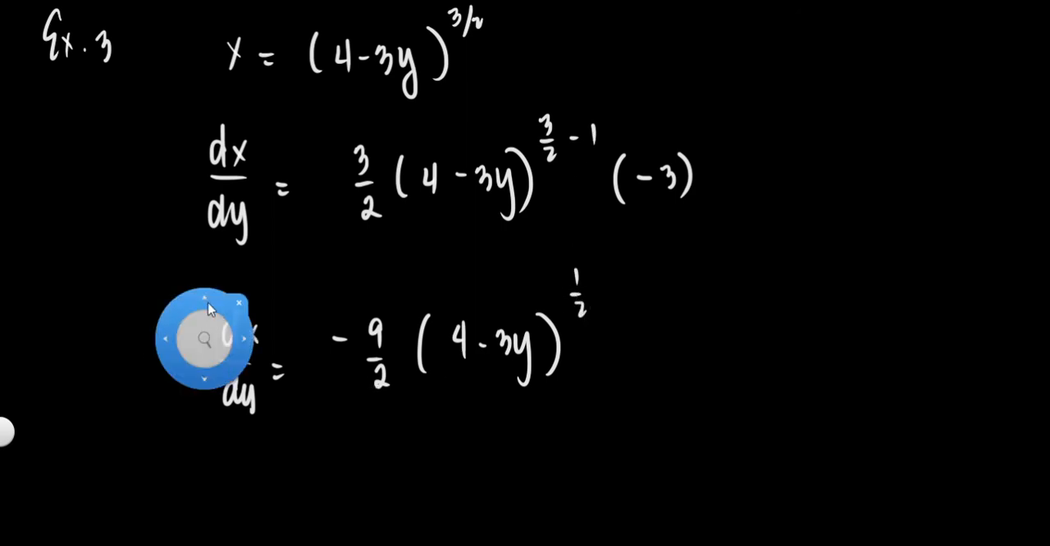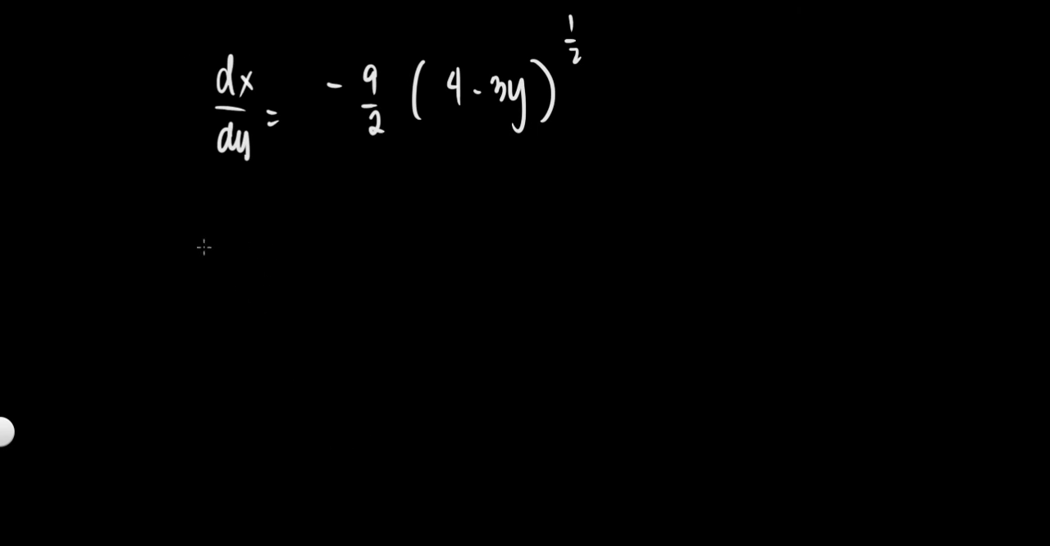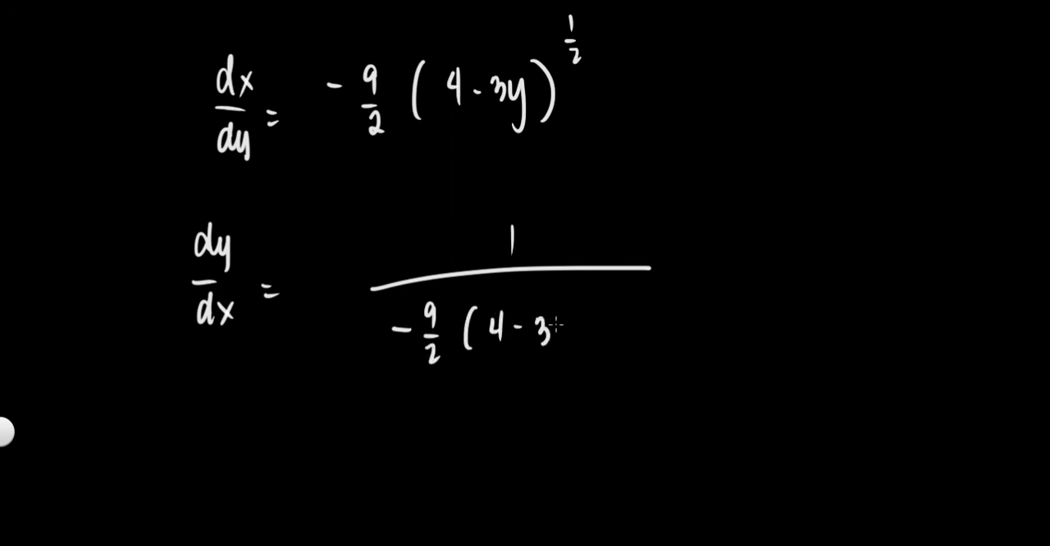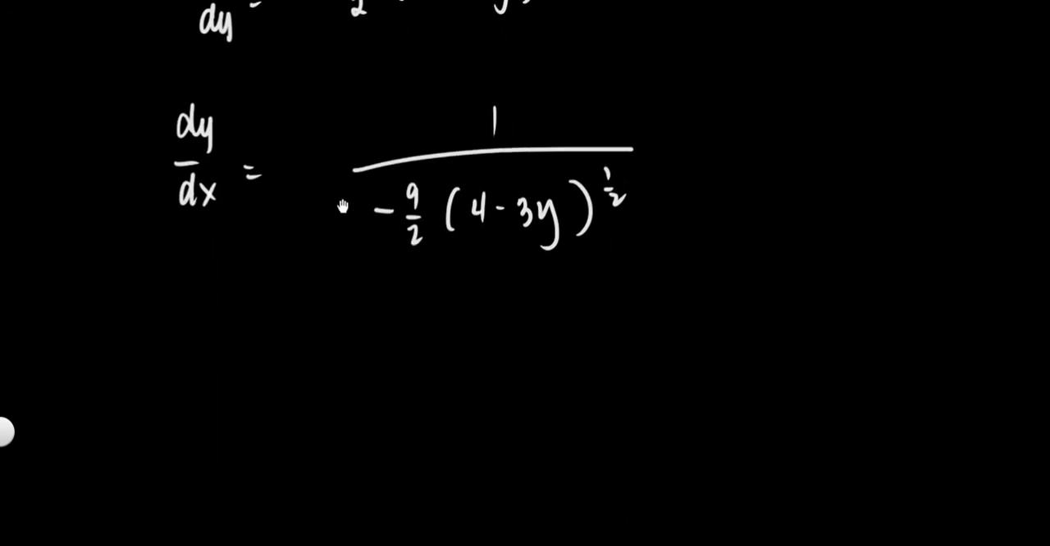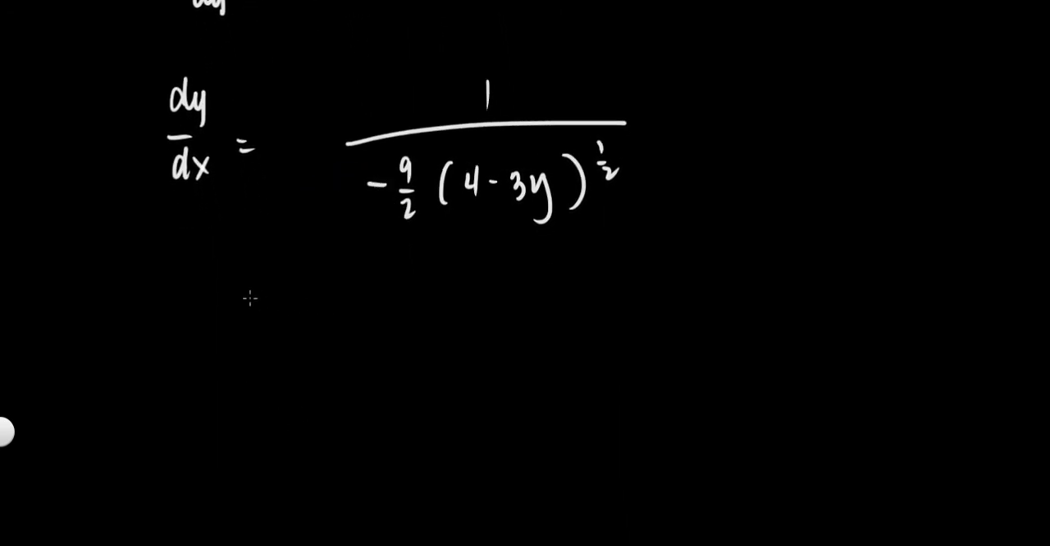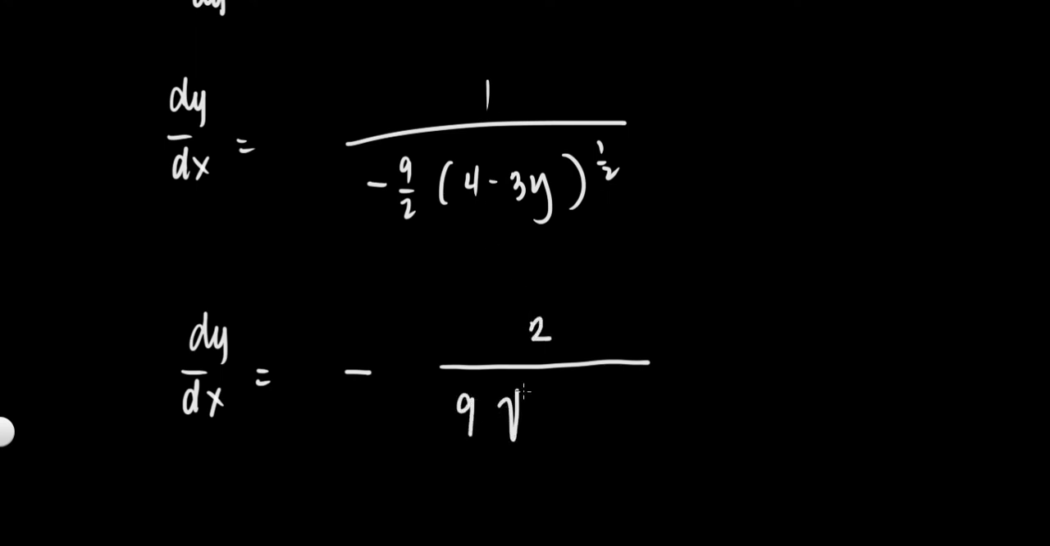Okay, then solve for dy over dx. So, baliktarin mo lang. So, dy over dx is equal to 1 over, ano nangyari? This is dx over dy, so negative 9 over 2 times 4 minus 3y raised to 1 half. Okay? So, itaas natin yung negative. Okay. Like this. Negative 2. Or ganito na lang. dy over dx is equal to, since negative naman yan, dito na lang, minus. Okay? Yung 2, ilagay mo na rin lang sa taas. So, 2 over 9. Then, this is square root of 4 minus 3y.